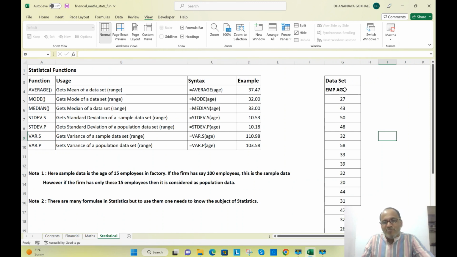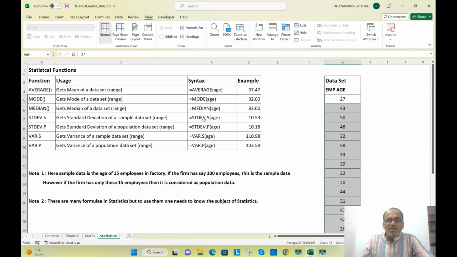Here we have the age of employees. There are 15 employees, and the count shows 15. We would like to find the statistical figures of these: what is their average, what is their mean, what is their mode, what is their median, what is the variance. That means what is the variance of age amongst all the employees. Here you can see the formulas are very easy. You just write the name of the formula as the term used in statistics: average, mode, median.